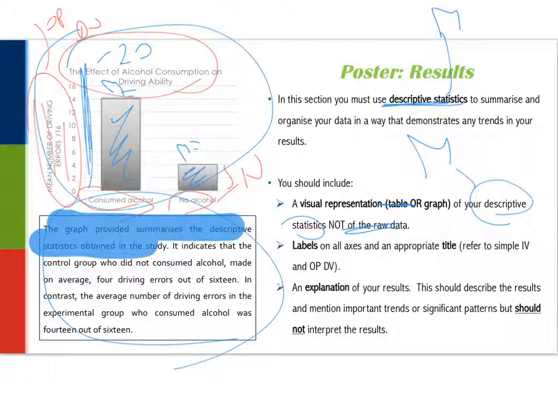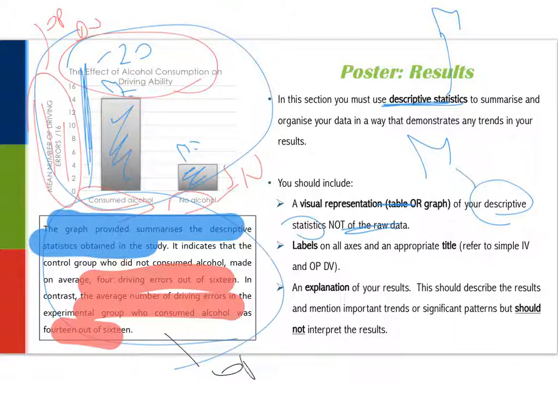So here we can see it indicates that the control group who did not consume alcohol made on average 4 driving errors out of 16. In contrast, the average driving errors in the experimental group who consumed alcohol was 14 out of 16. So you're giving me the trend, who did better, and you're giving me the means, as we can see here. Now remember, they are going to be operationalized. So remember, operationalized DV always.